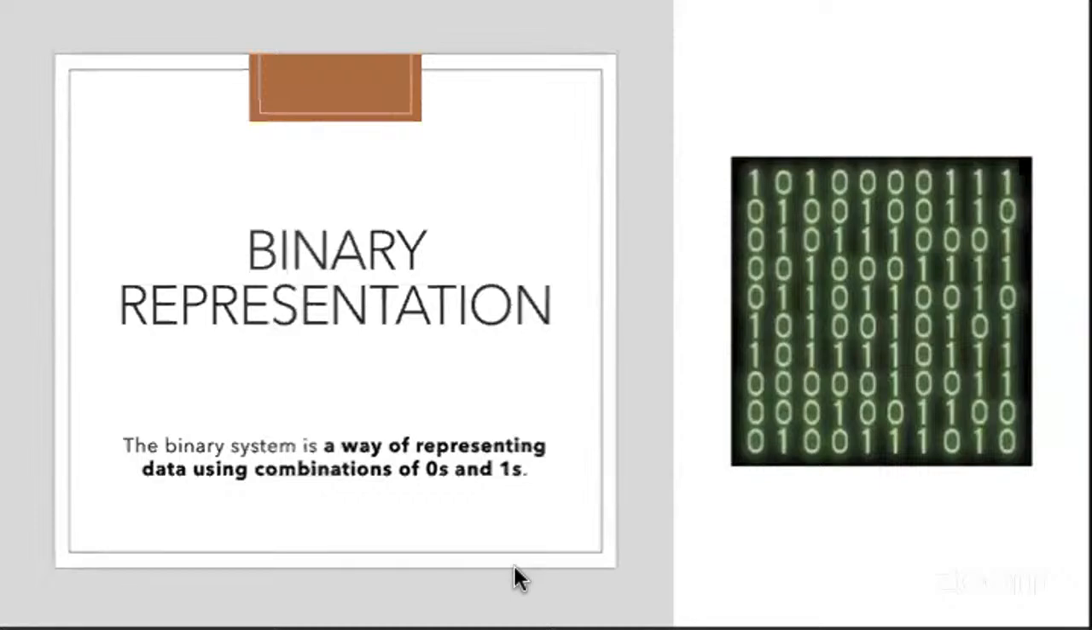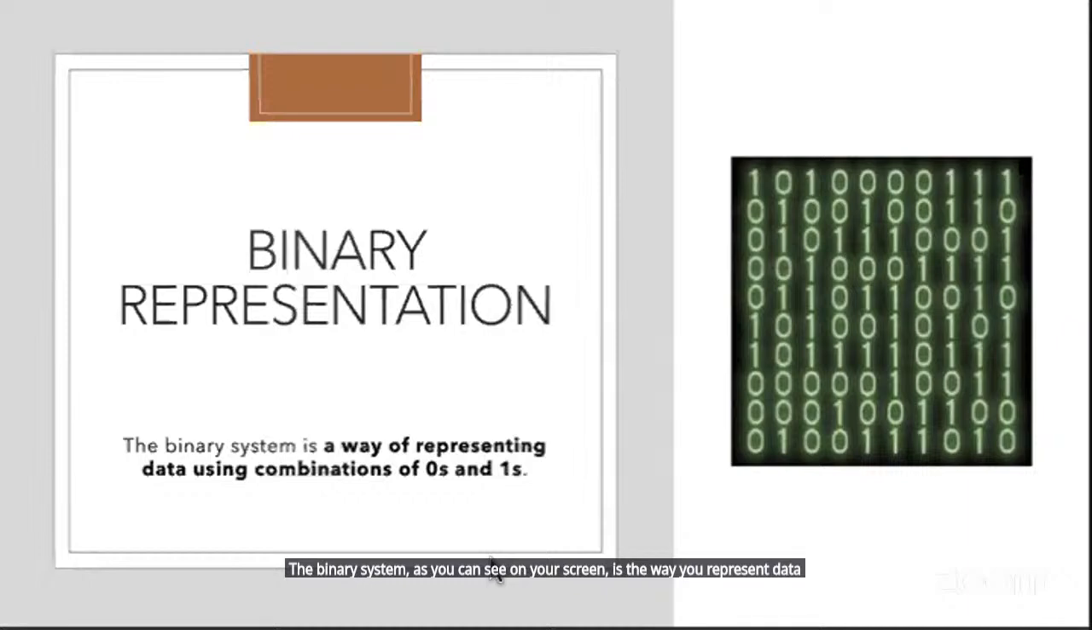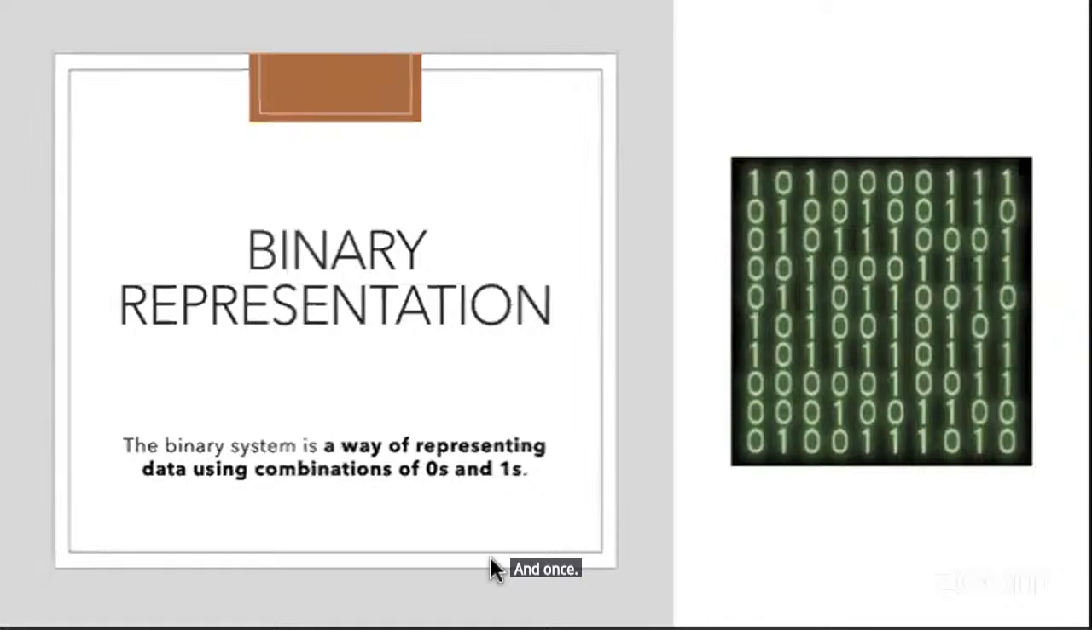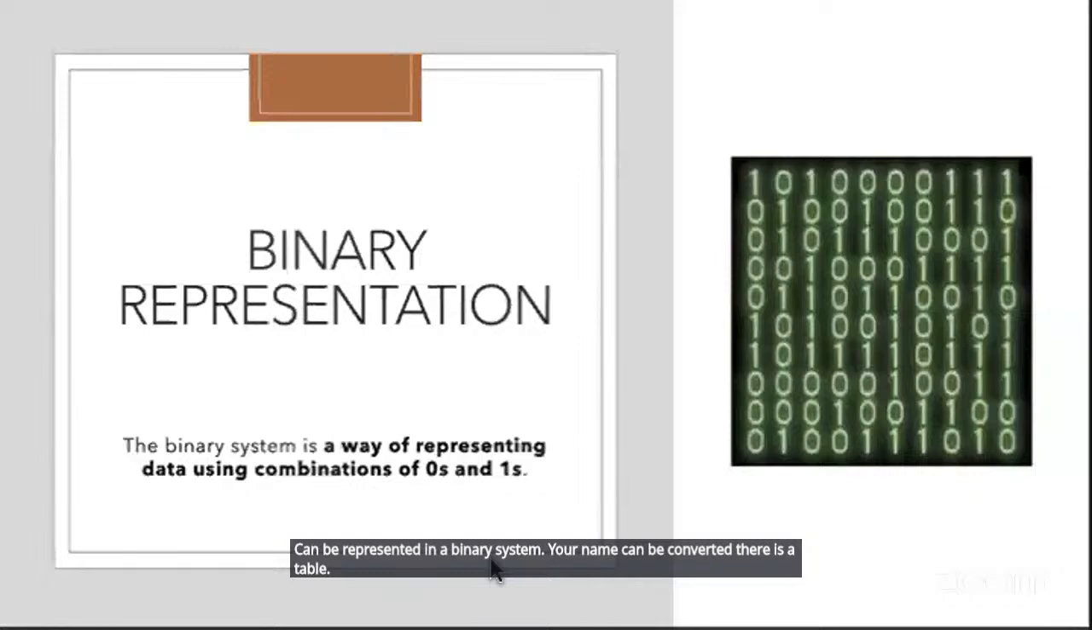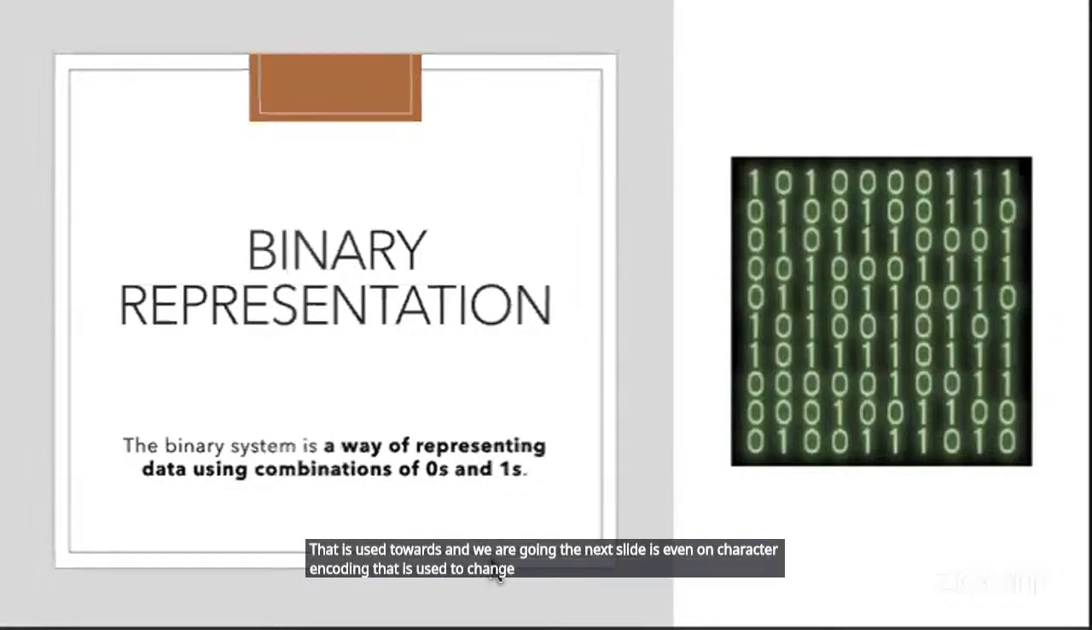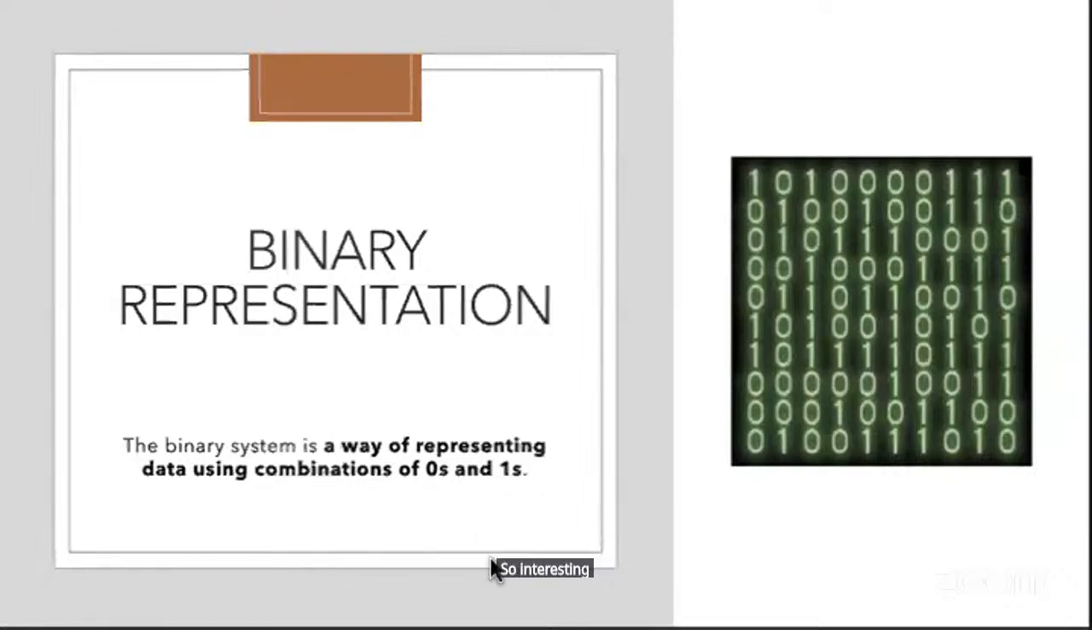The binary system, as you can see on the screen, is a way you represent data using combinations of zeros and ones. Your name, for example, Sophia, can be represented in a binary system. Your name can be converted. There is a table for character encoding that is used to change someone's name or anything written, or even images, audio, and video, into 0 and 1. So interesting. But that's the only language the computer understands.